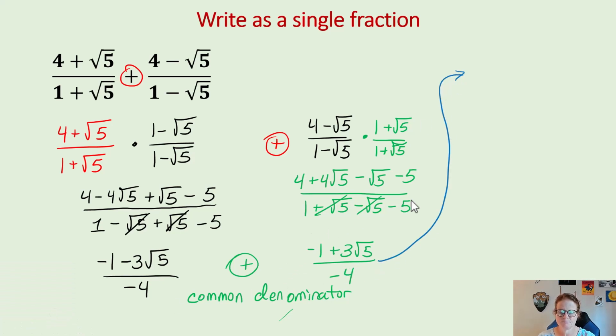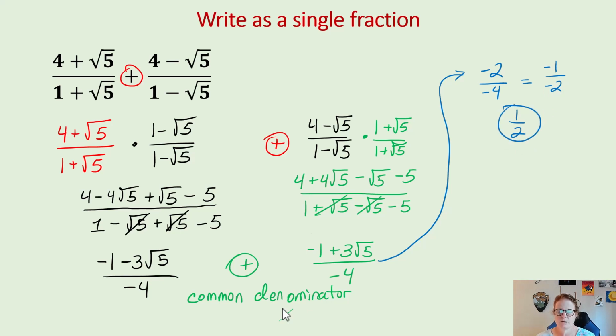Okay. So I have a -1 plus a -1. That gives me a -2. I have a -3 square root of 5 and a +3 square root of 5. Well, that actually cancels out. Okay, so these two cancel. And the denominator stays the same. So the final answer is actually -1 over -2, but a negative divided by negative is a positive, so my final answer is 1/2.